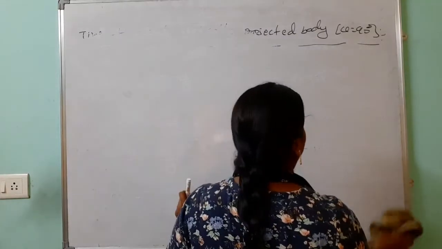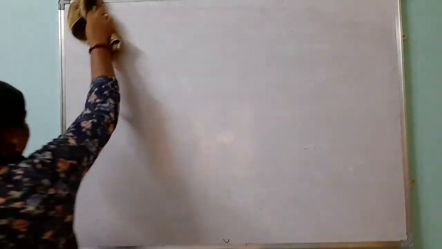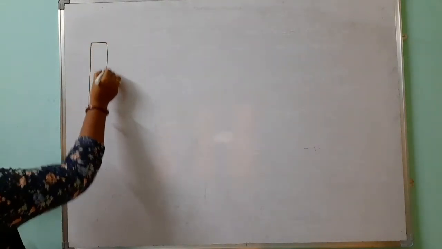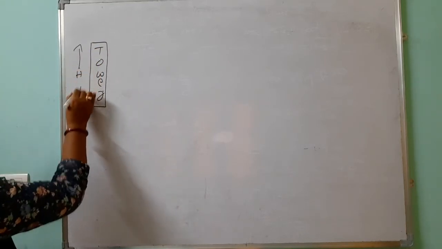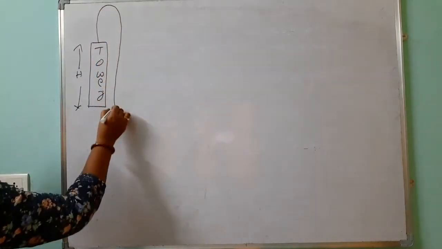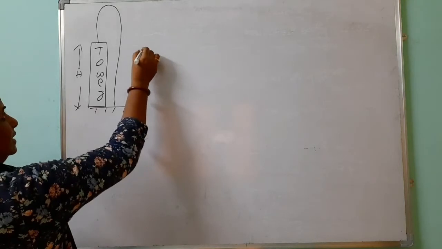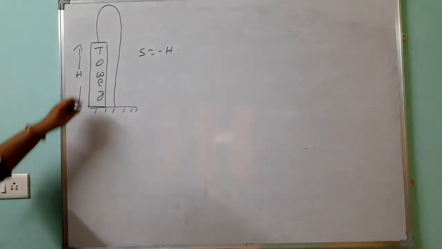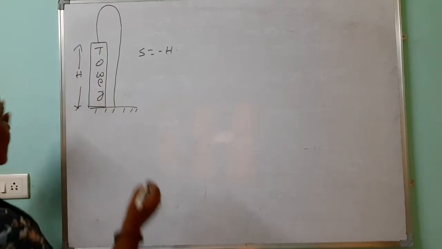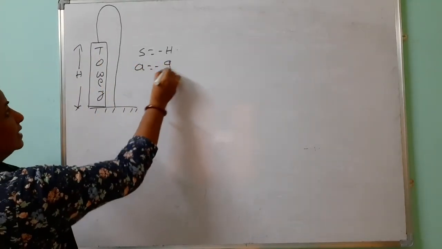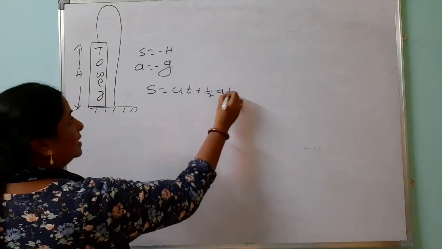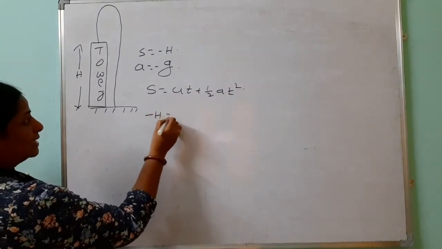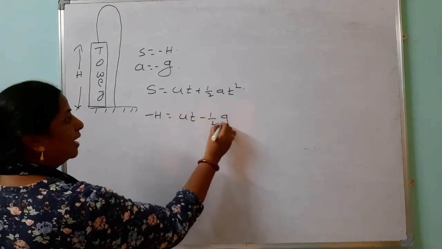if the body is projected from the top of the tower. Look, this is the tower. Height of the tower is h. From here, the body is projecting upwards. In this case, displacement s equals minus h, because it is measured from top to bottom. Then it is projecting upwards, meaning a equals minus g. Then we can use the second equation of motion, ut plus half at square. Here, instead of s, minus h equals ut minus half gt square.